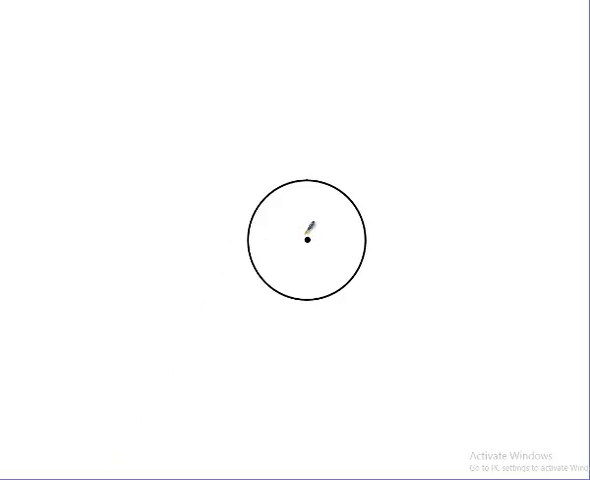We know that this is the center of the circle, and we know that going around it we have the circumference. We also know that a part of the circumference is called an arc. We should also remember that when we have a line going from one end to another, that's called a chord. And when the chord passes through the center of the circle, then it's called a diameter. A line from the center to a point on the circumference is called a radius.